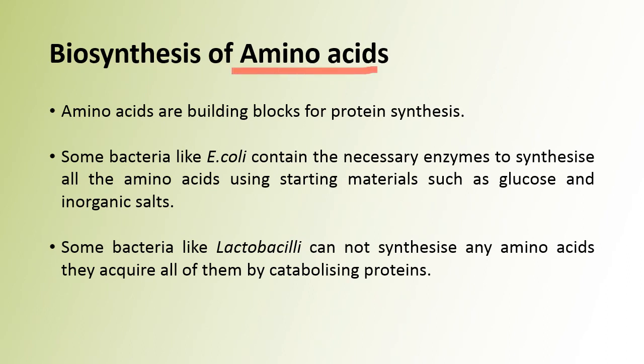Synthesis of amino acids. As we know, amino acids are the building blocks for protein synthesis. Some bacteria like E. coli are very smart. They can synthesize all the amino acids they need from glucose and inorganic salts. But some bacteria like lactobacilli are not able to make the amino acids they require. Therefore, they acquire the amino acids by catabolizing protein, which we provide in the media. And so glycolysis and the Krebs cycle are important sources of precursors needed for amino acid synthesis.